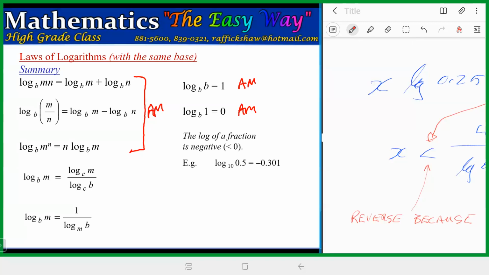The log of a fraction is negative. I don't think that add maths students need to really know this one, because you don't get inequalities with logs at add maths level. Pure maths, yes, you can get inequalities with logs. You have to know that if you divide or multiply an inequality by the log of a fractional value, you are dividing by a negative, and you have to reverse the sign.